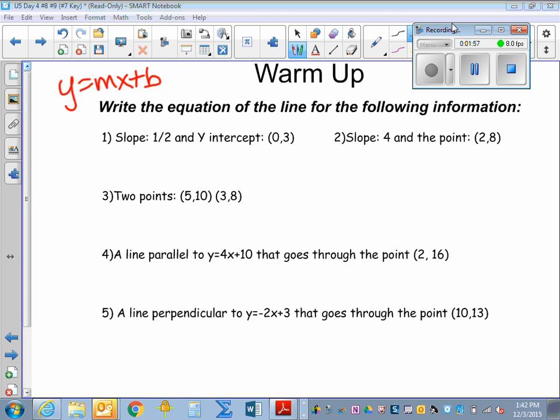So number 1, slope. Which letter does that represent? M. Good. So m is 1/2. And what does y-intercept represent? B. So b is 3. Alright, so my equation is y equals 1/2 x plus 3. Instead of m, I put in 1/2. Instead of b, I put in 3. That's it. We're done. Easy. Questions on that first one?